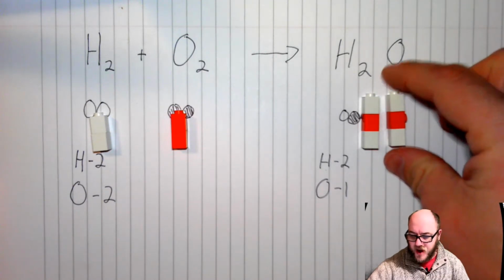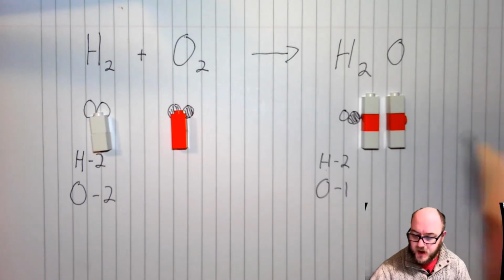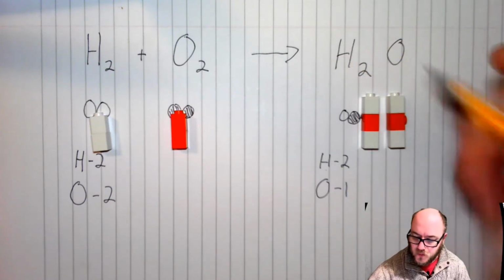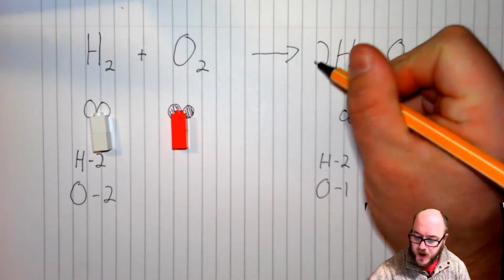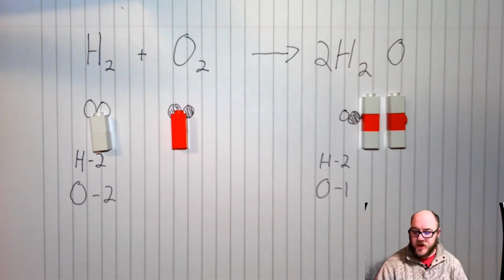If I have another water molecule, I've now got 2 oxygens, which is what I want, and 4 hydrogens, which seems a little excessive. And to write that down in our formula, we add a 2 at the front. We cannot change any of the numbers at the bottom. Changing numbers at the bottom is changing the molecule.